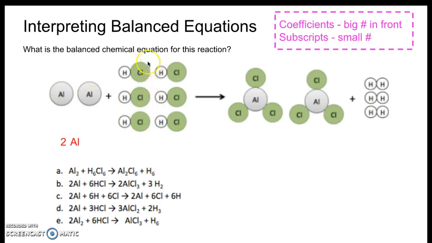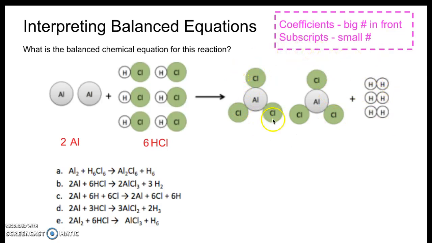Here for the next type of reactant, we see 1, 2, 3, 4, 5, 6 of this type. So we would use a coefficient of 6. And for each of these types, we have 1 hydrogen and 1 chlorine, so HCl. Going on the product side, we have two types of products. So we have this type and we have that type.